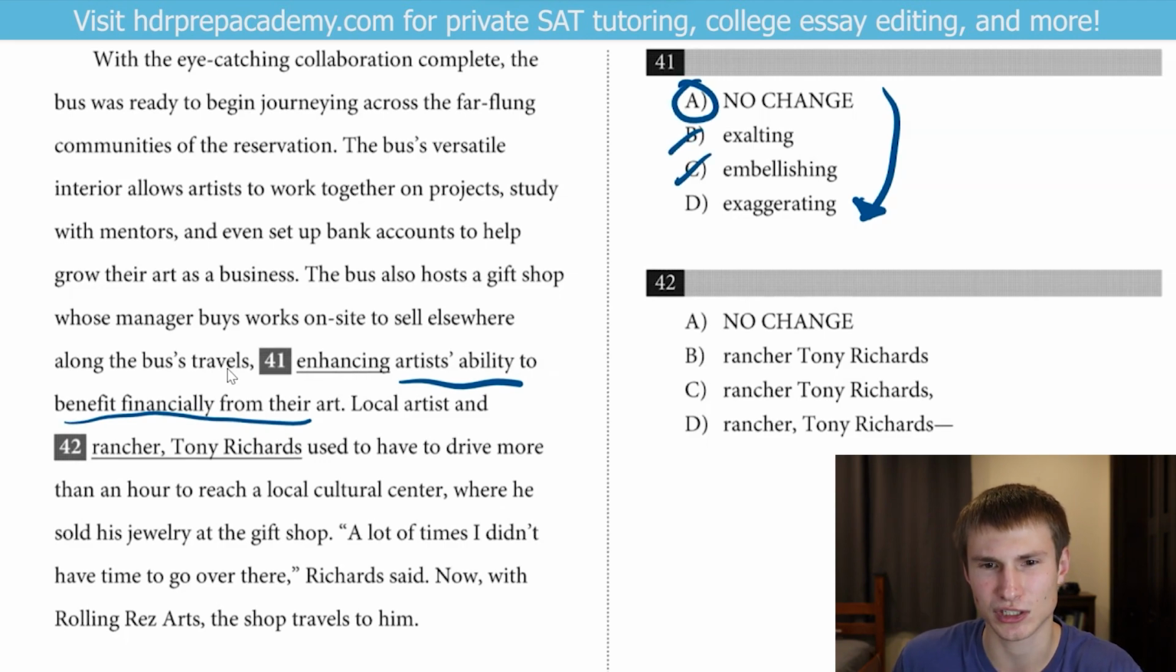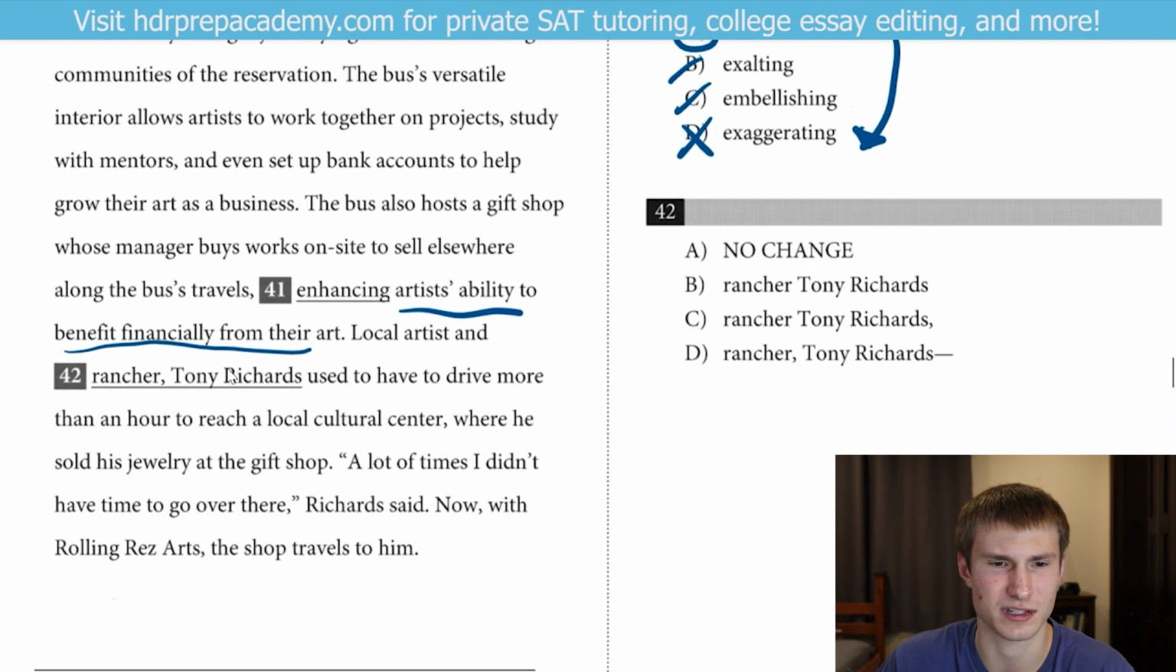It's not exalting it, it's not embellishing it, and it's not exaggerating it. Answer choices B through D all really make about no sense, so that one's pretty clear. It's going to be A.